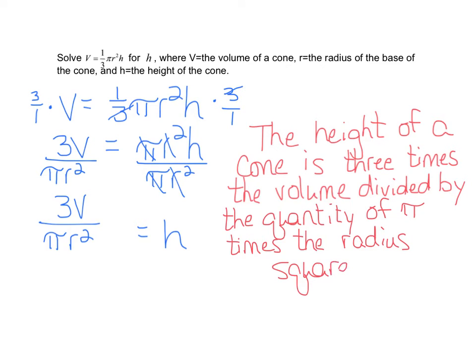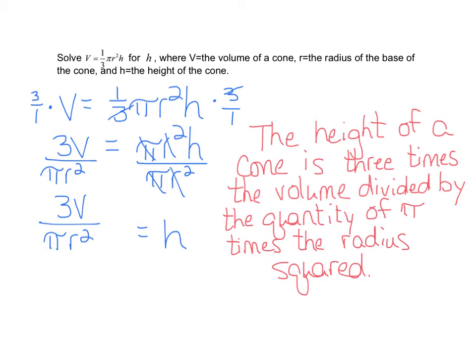Notice how I put this all in words. This needs to be mostly words. Okay, watch again. The height of a cone is, that's your equal sign, 3 times the volume divided by the quantity of pi times the radius squared.